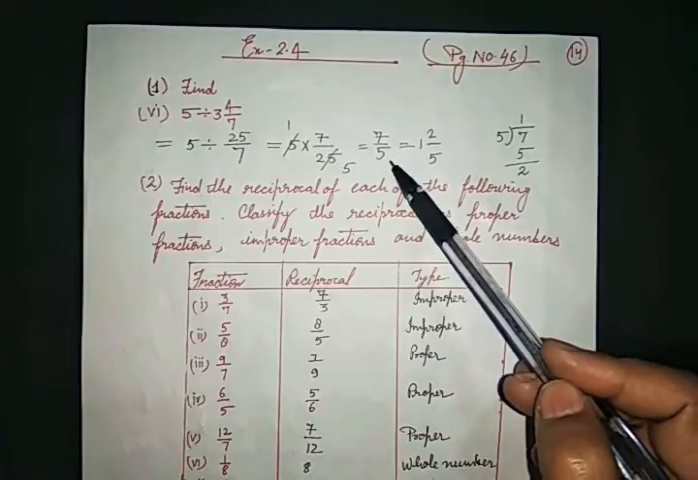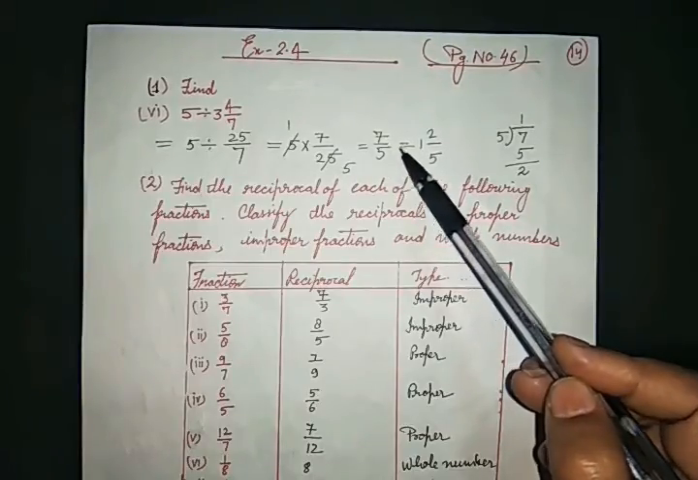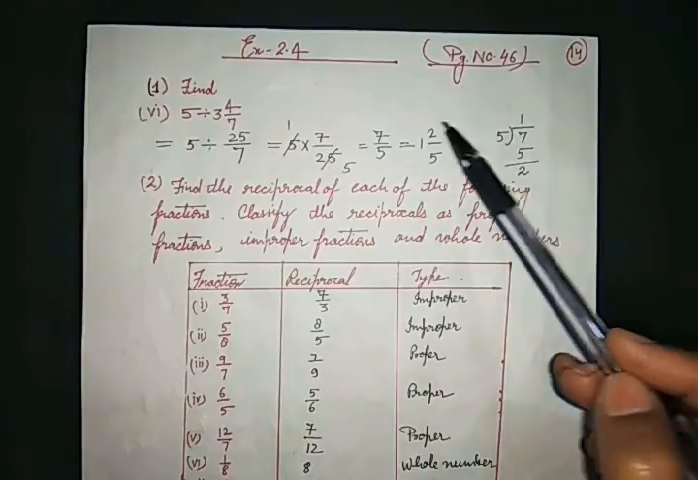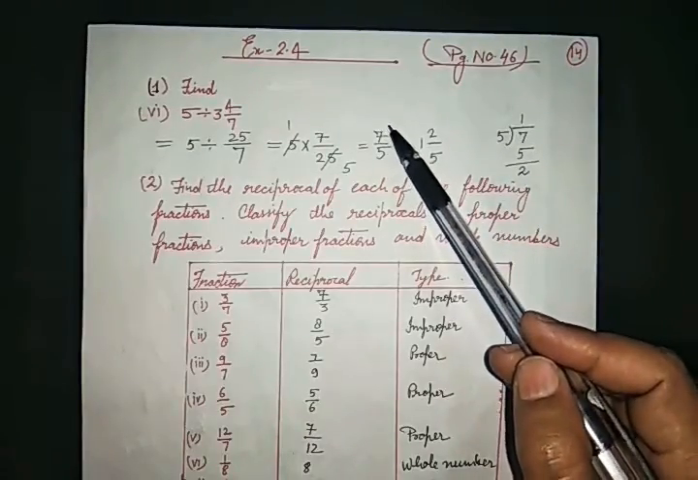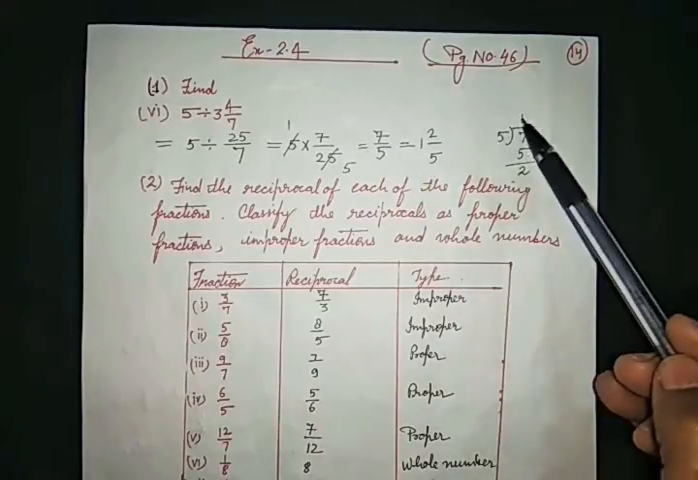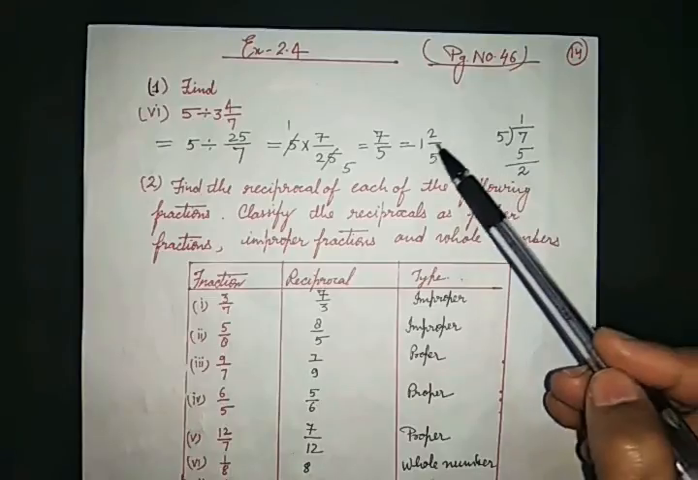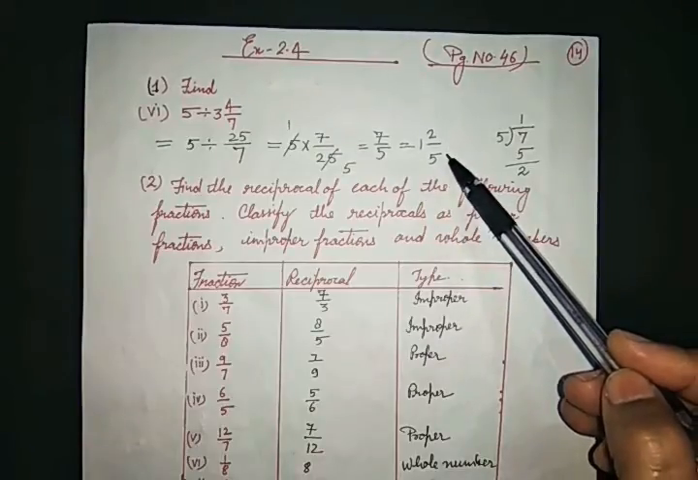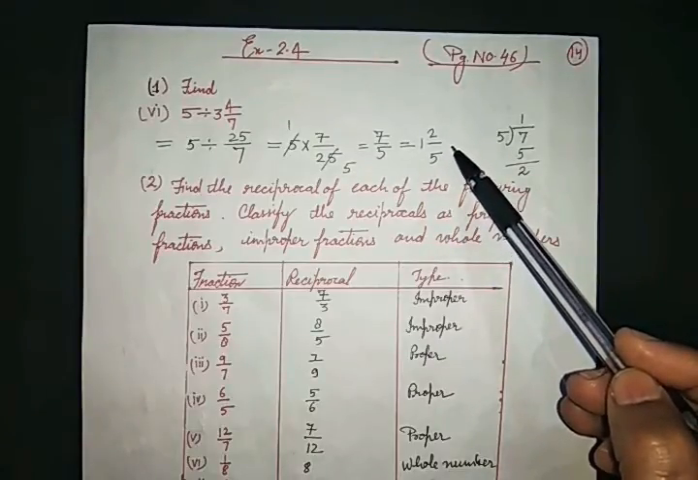So what do we have to do now? We will convert it into a mixed fraction, because it is in the form of an improper fraction. After converting it, we will get 1 whole 2 upon 5. Like this, you can do the rest of the parts of this question.